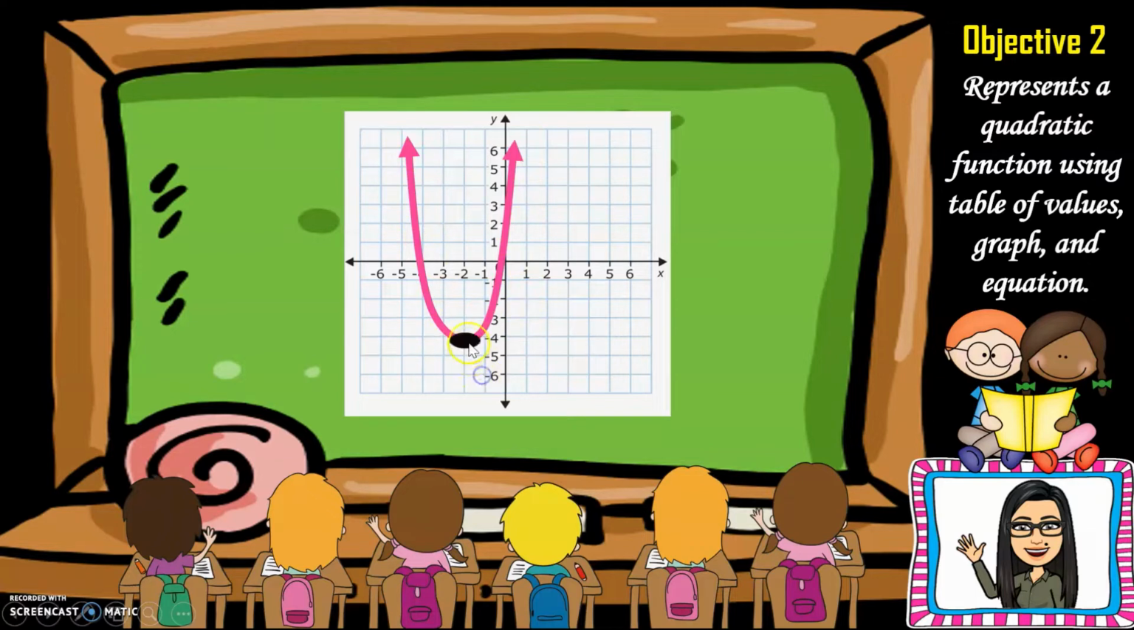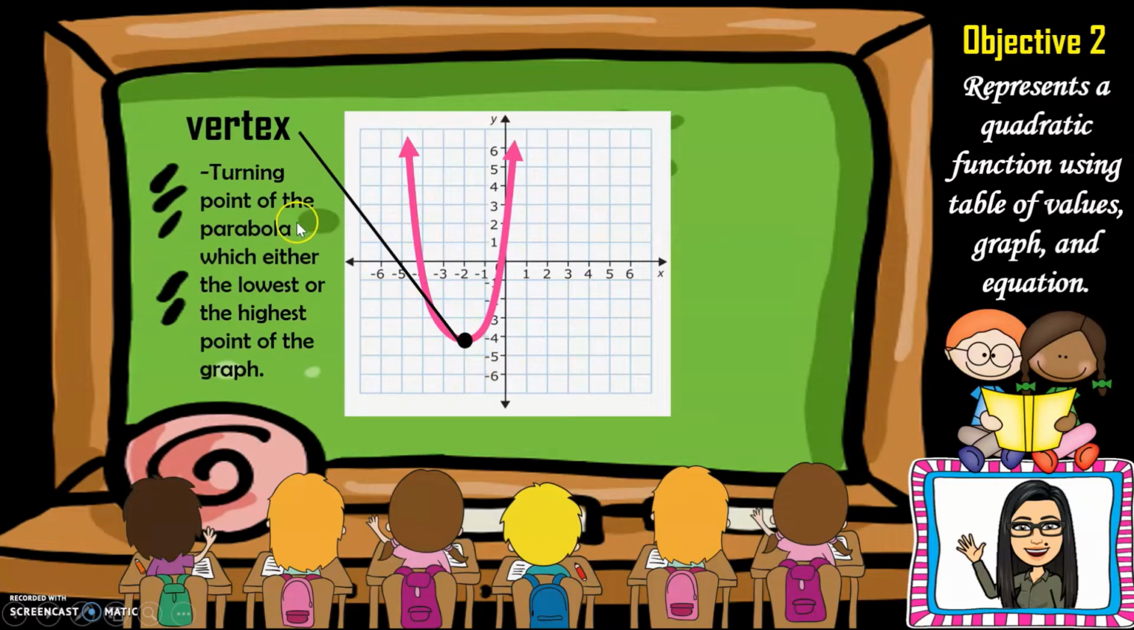I have here an example of a parabola. So, some of the properties of it, we have this one. Siyempre, it is called the vertex. So, yung vertex natin is yung turning point of the parabola, which is either the lowest or the highest point of the graph. So, in this case, this is the lowest point of the graph since it opens upward. So, if it opens downward, it will be the highest point. Get it? Okay, so next tayo.